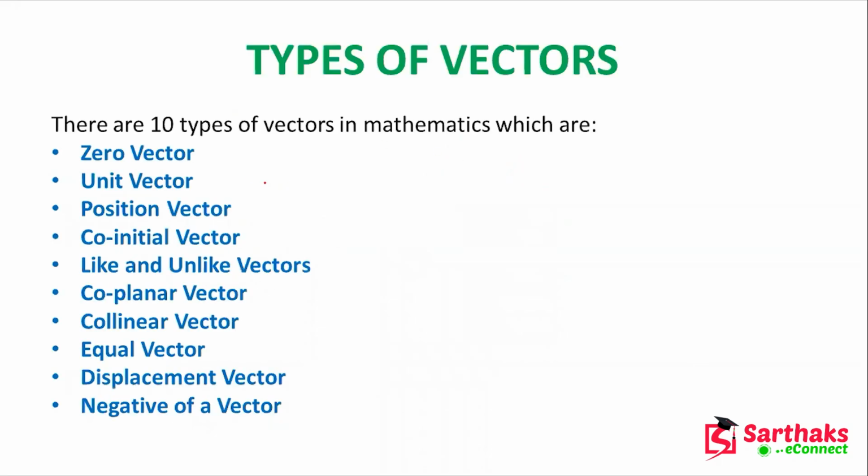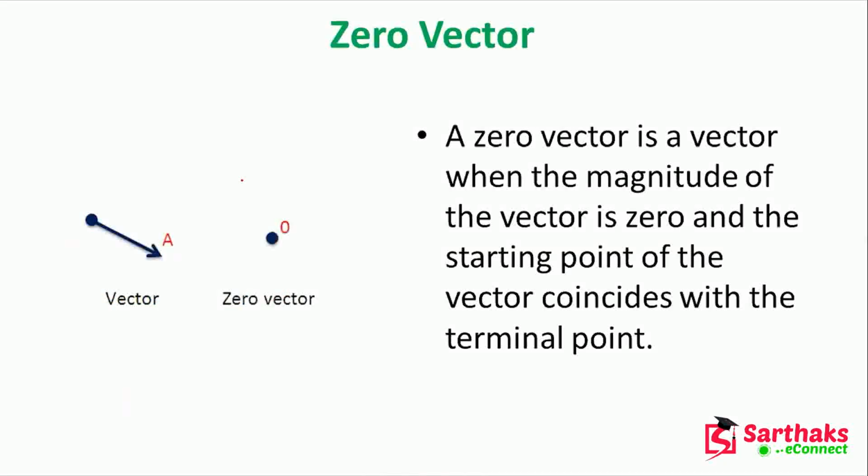Now there are 10 types of the vectors: zero vector, unit vector, position vector, co-initial vector, like or unlike vectors, coplanar vectors, collinear vector, equal vector, displacement vector, negative of a vector. So among these 10 types of the vectors, most of the types we have already discussed. So here the zero vector, from this we will start.